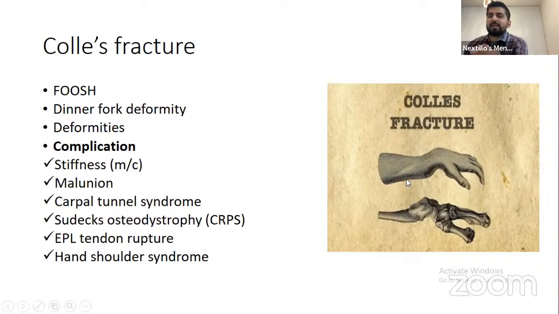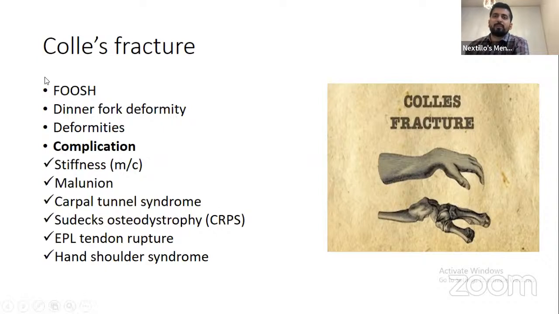Now, extensor pollicis tendon rupture. If you can remember, the extensor pollicis tendon goes from here, loops around the radius, around the tubercle, and goes on and attaches into the base of the thumb. So the extensor pollicis tendon can rupture because of malunion of the fracture, and that is one important complication. Hand shoulder syndrome: if there is a fracture in the hand, there can be stiffness and pain in the shoulder region also, and that is known as the hand shoulder syndrome. So hand shoulder syndrome is another important complication of the Colles fracture.